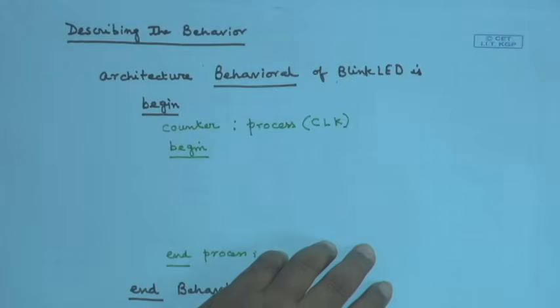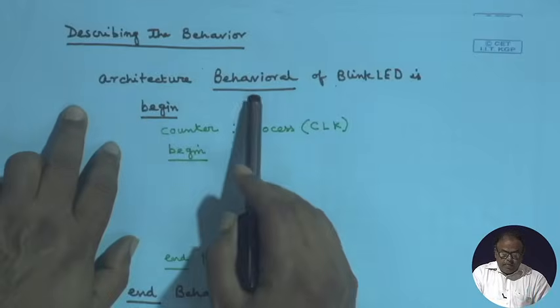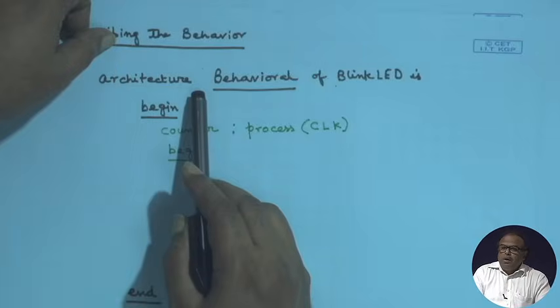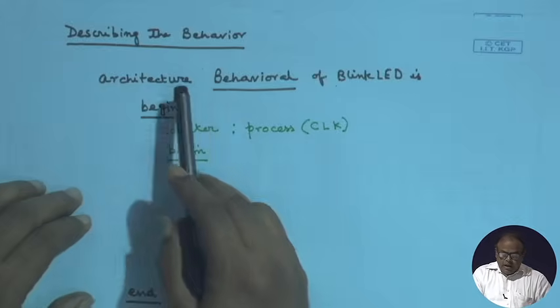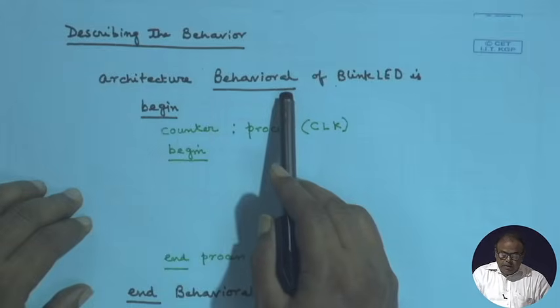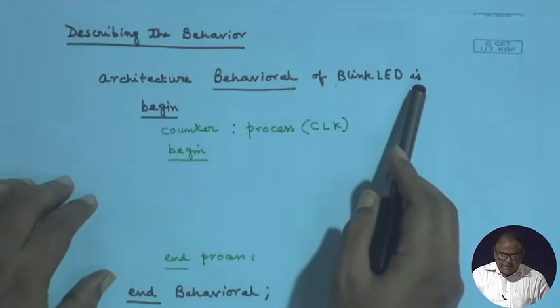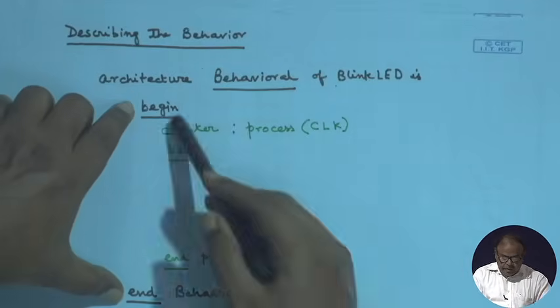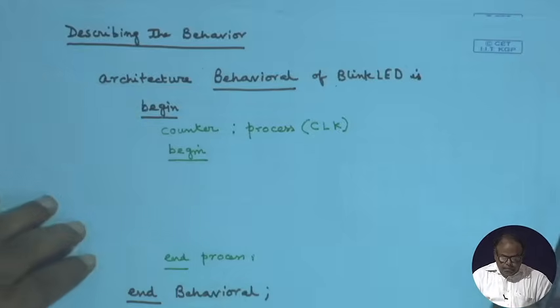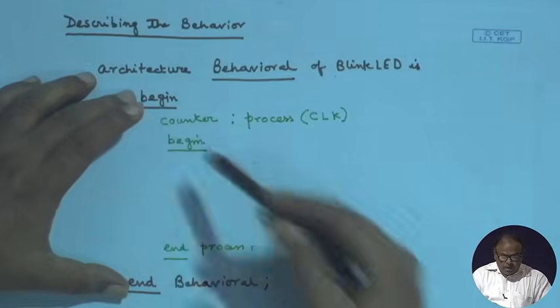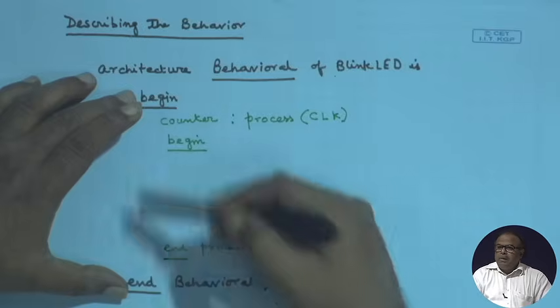VHDL allows us to describe the behavior in this form. Now, what are we specifying? We are specifying the architecture of the device. Architecture behavioral of blink LED is begin, end behavioral. This is just a name. So, within begin and end behavioral, within this part I am describing the behavior.